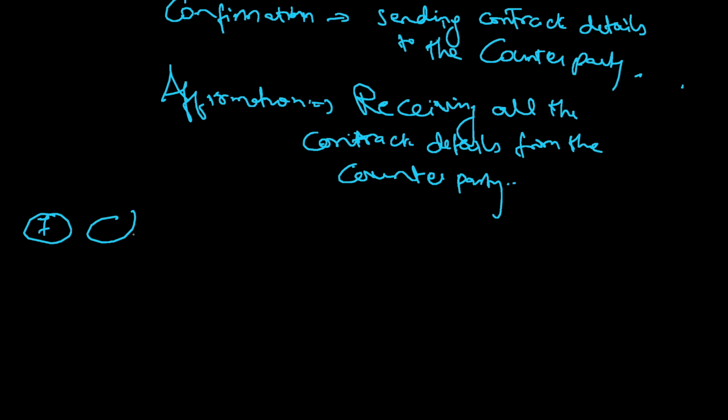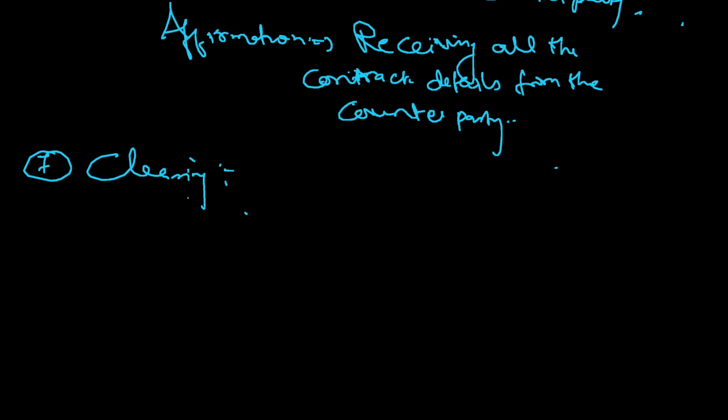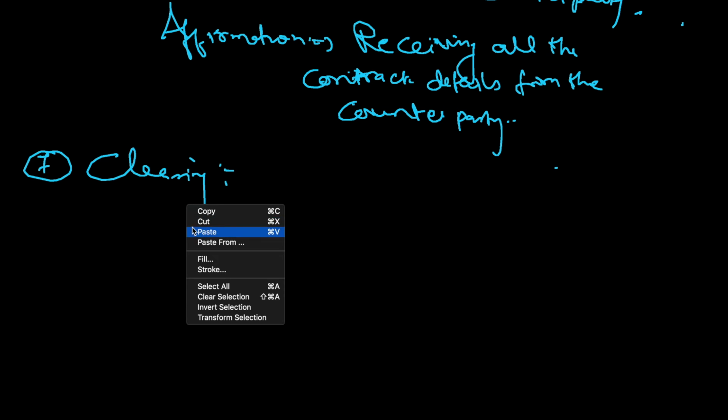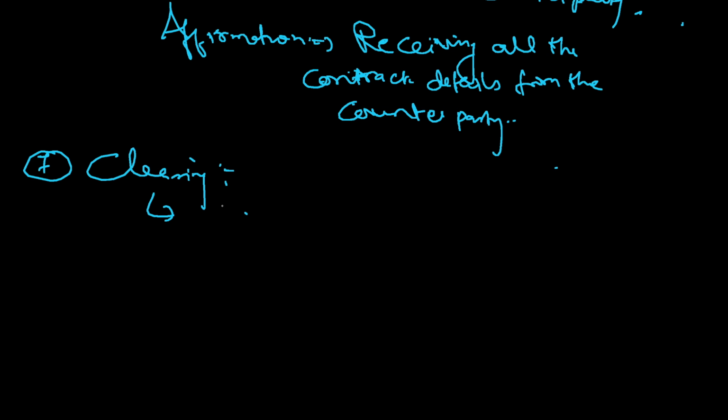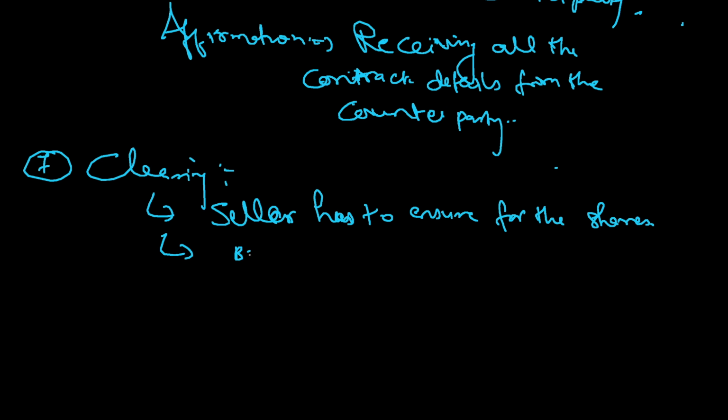The next one is clearing and settlement. So clearing first. Under clearing, the seller should ensure that there are sufficient shares in the account, and similarly the buyer should ensure that there are sufficient funds to pay to the seller on the settlement date. So clearing will make sure the seller is to ensure for the shares. Similarly, the buyer has to ensure for the amount or the payment.